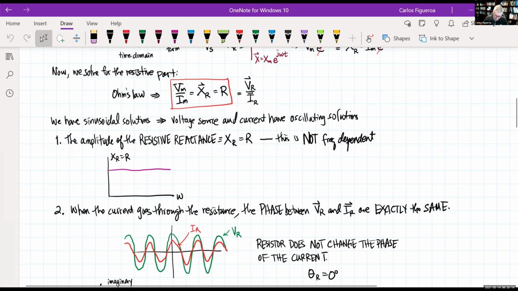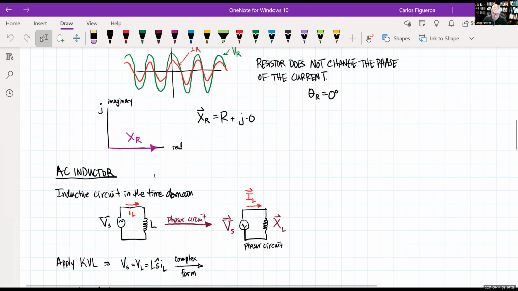So when I look at this vector, the reactance does not depend on frequency. Actually, that's not exactly true. At ultra high frequencies, resistors do have a frequency dependence. And so our vector in the complex plane has no imaginary part. It all lies on the real axis.